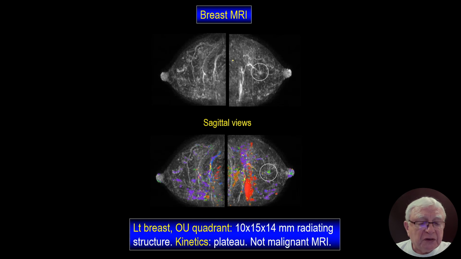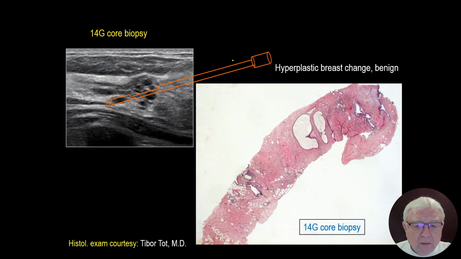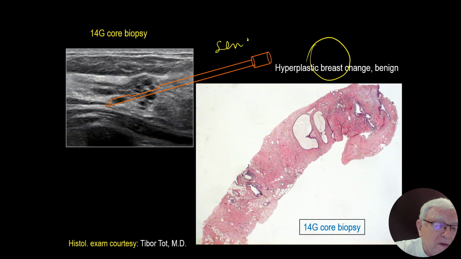Yeah, we know that there is something that picks up the contrast media, the gadolinium. No. And because we had a discussion, is this really radial scar, and so on and so on. Unfortunately, we did this. We talked about, don't do it unless there is doubt. And what do you think you get? Hyperplastic breast change, benign, says the pathologist. And he also says, send me more.